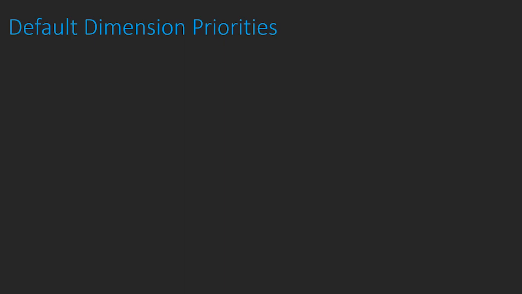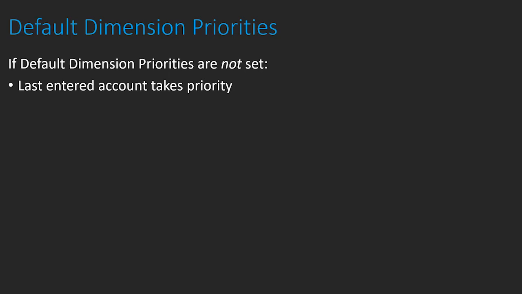And these rules are also impacted by whether there are default dimension priorities set up. So if there are no default dimension priorities set, the default dimension values of the last account entered on the document will take priority over any default dimension that has been entered by any previous accounts. So if we had a sales order that we enter the customer details for, the customer's default dimensions would be overwritten by the default dimensions of an item that was entered into the order.